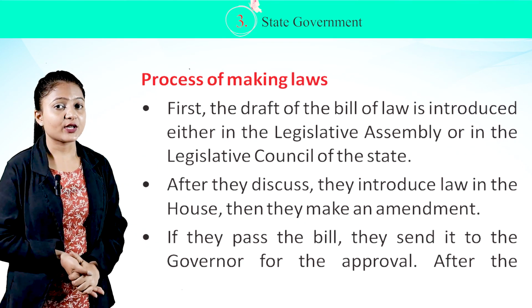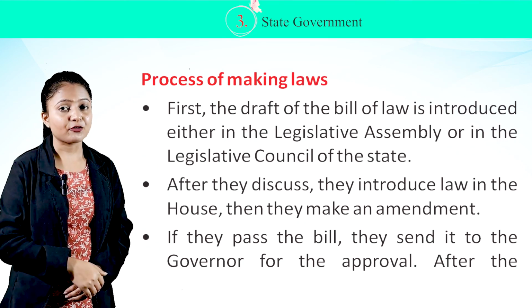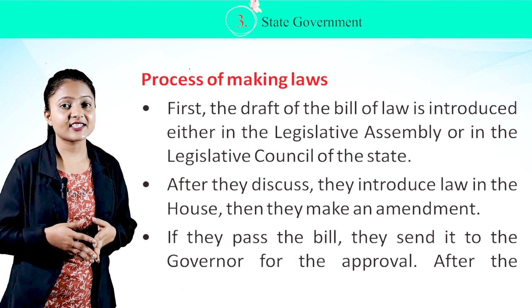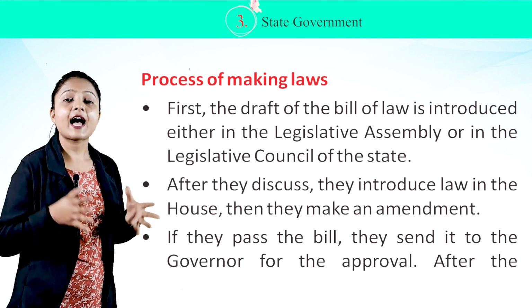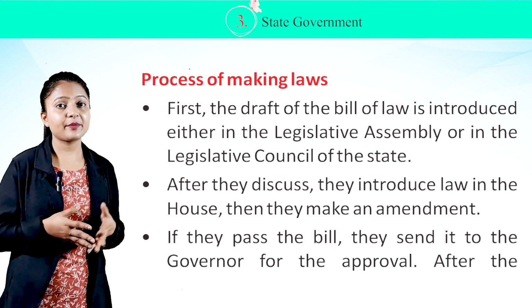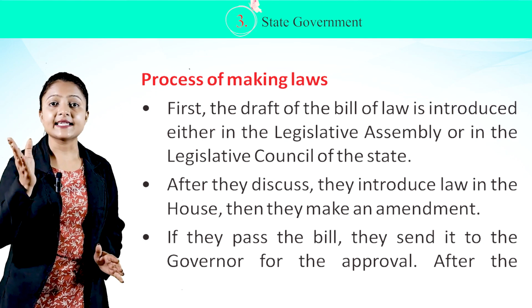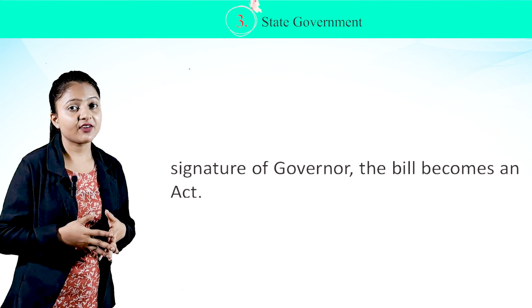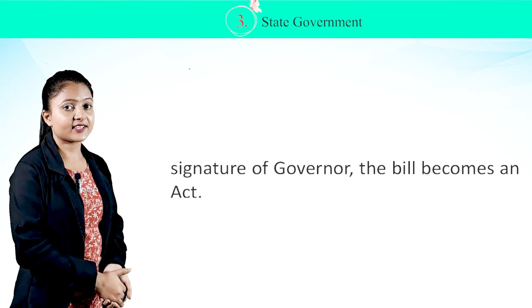Process of making laws. First, the draft of the bill of law is introduced either in the Legislative Assembly or in the Legislative Council of the state. After they discuss, they introduce the law in the House, then they make an amendment. If they pass the bill, they send it to the governor for approval. After the signature of the governor, the bill becomes an act.